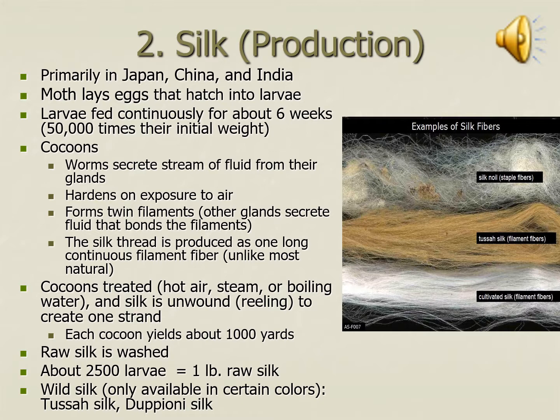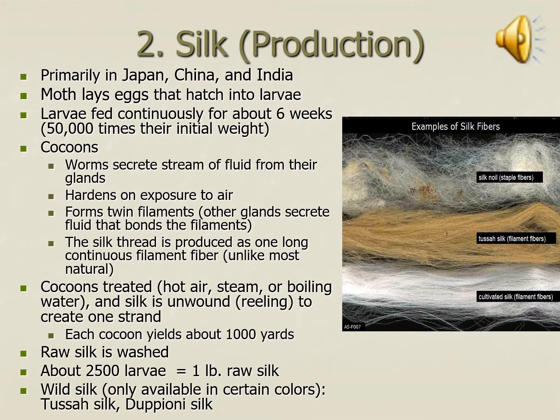Once the cocoons have been created, they are treated with hot air, steam, or boiling water, and then that allows us to be able to unwind the fibers to create these long strands. Each cocoon yields about 1,000 yards, and it takes about 2,500 moths to create about a pound of raw silk. So that just kind of gives you an idea of how much it takes to create these fibers. But the silk is washed, and that's how we end up getting our silk.